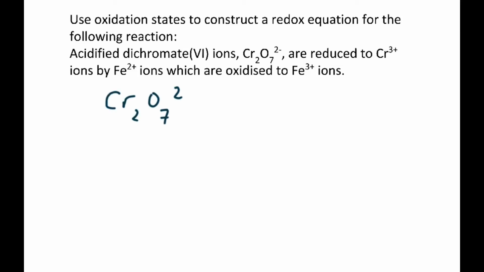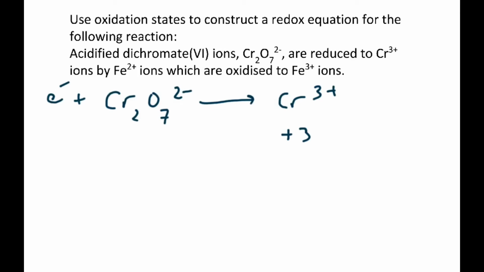It says the dichromate is reduced to Cr3+, so that means there's electrons on this side, because it's reduction. And it says use oxidation states, so let's use oxidation states. Chromium is +3, and chromium on the left.